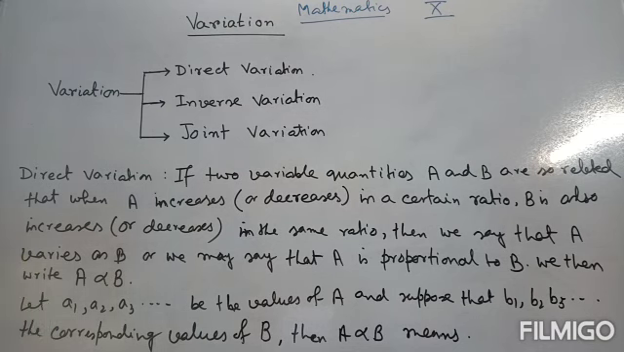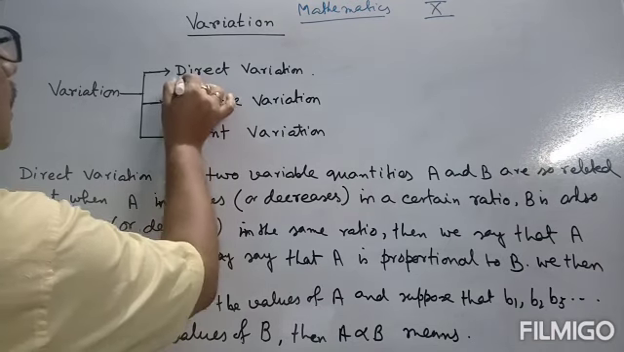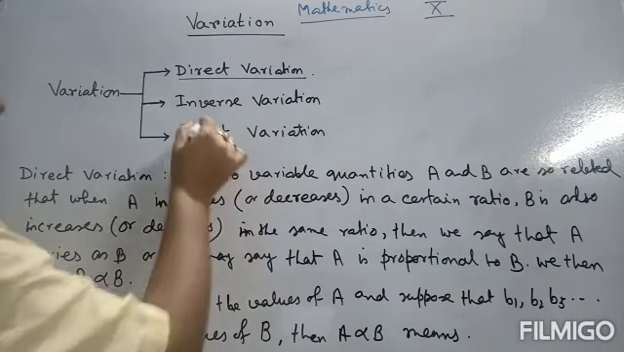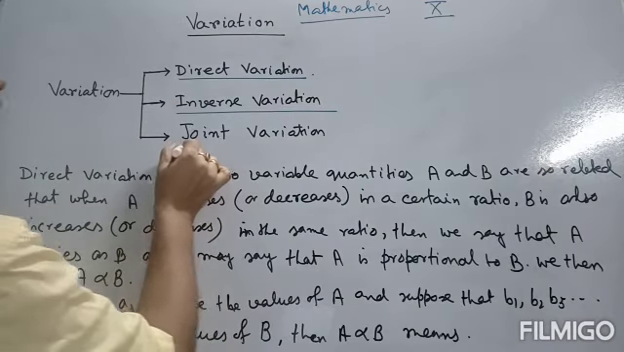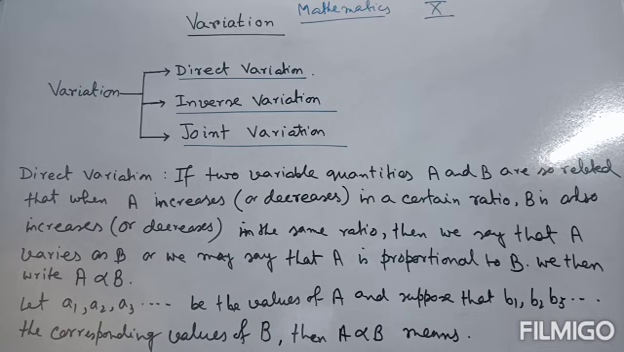So, suppose two or more variables, which are x and y. In this chapter, we shall study three types of variation. It is written on the board, variation. There are three types. First one is direct variation. Second one is inverse variation. And third one is joint variation.